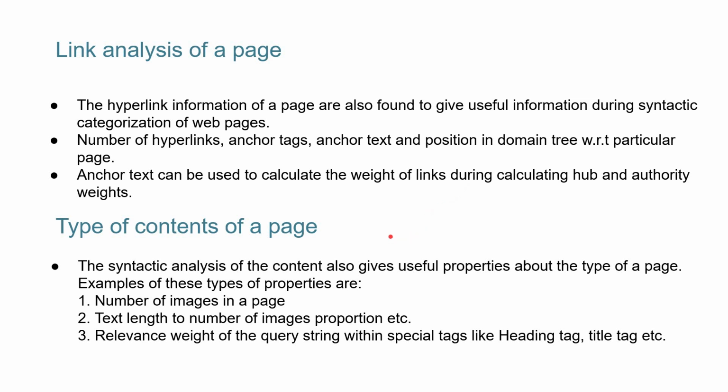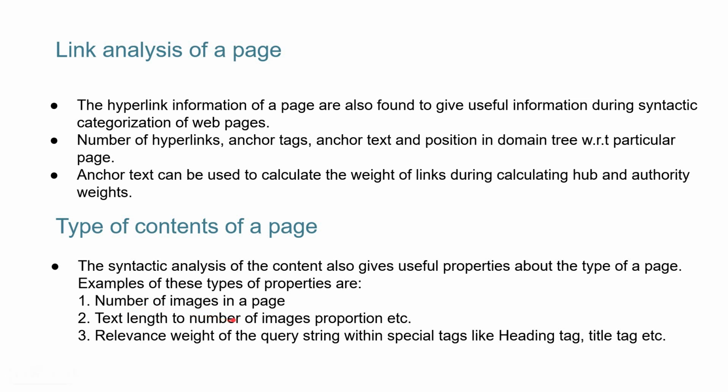Now another aspect is the type of contents present in the page. The syntactic analysis of the content also gives useful information about the type of a page. For example, if it's an article like a Wikipedia page, then it has more text and more hyperlinks and fewer images. If it is an advertisement or e-commerce page or similar pages, it will have more images. So there are these types of properties which are counted.